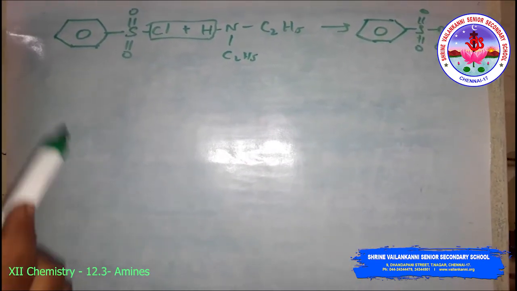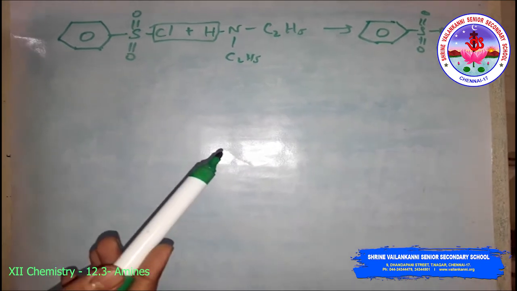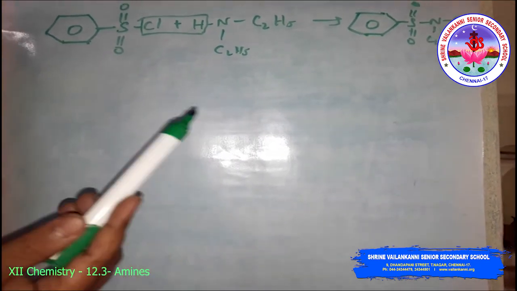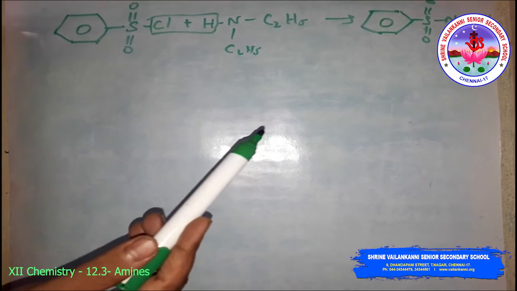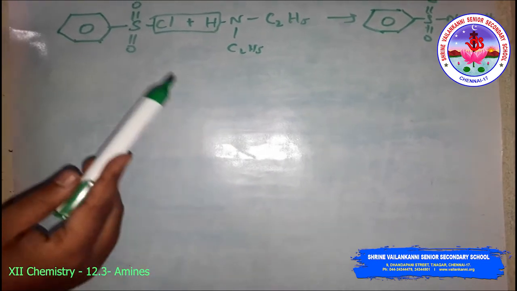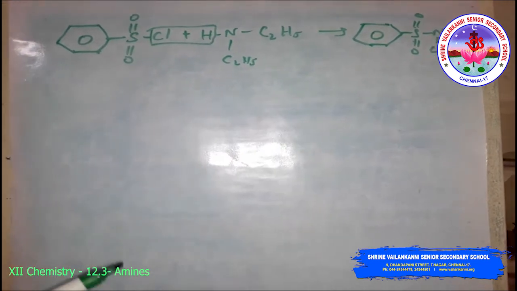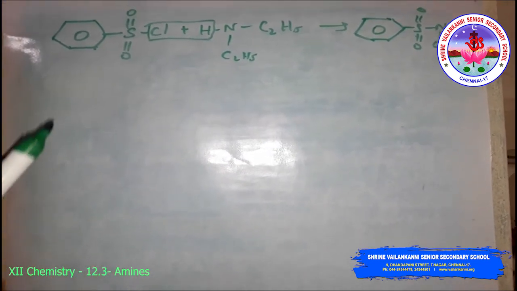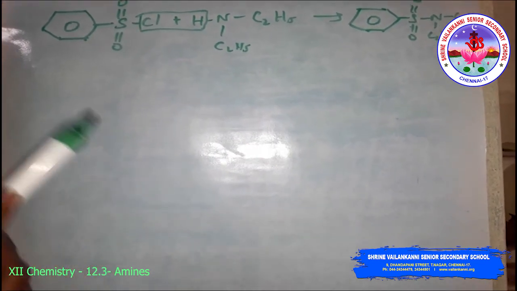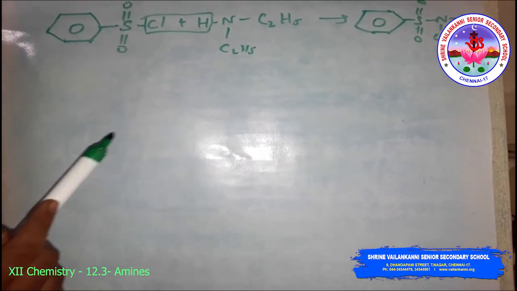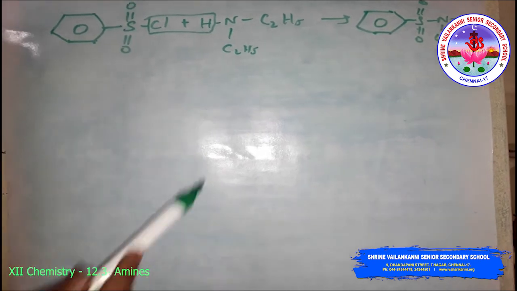The tertiary amine does not react with benzene sulfonyl chloride in this manner. So it is used for the distinction of primary, secondary and tertiary amines, and also for the separation of a mixture of amines. However, these days benzene sulfonyl chloride is replaced by para-toluene sulfonyl chloride.